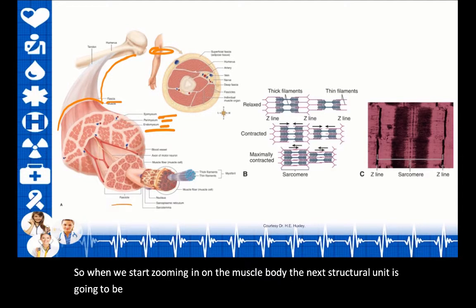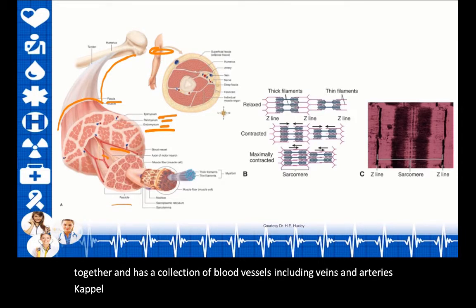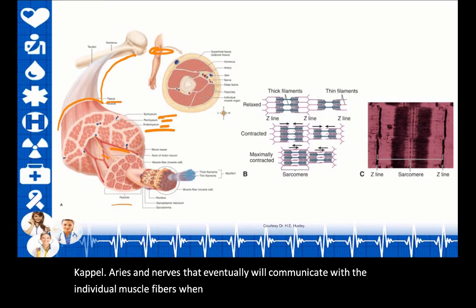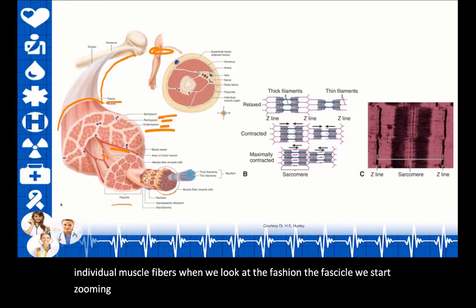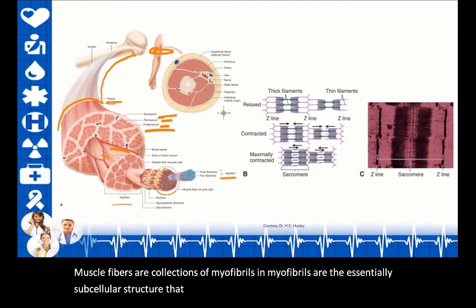The fascicle is a bundle of these muscle fibers together and has a collection of blood vessels, including veins and arteries, capillaries, and nerves that eventually will communicate with individual muscle fibers. When we look at the fascicle and we start zooming in, eventually we come to the level of muscle fiber. So the fascicle is a collection of muscle fibers. Muscle fibers are collections of myofibrils, and myofibrils are essentially the subcellular structure that creates our movement and our muscle structure.